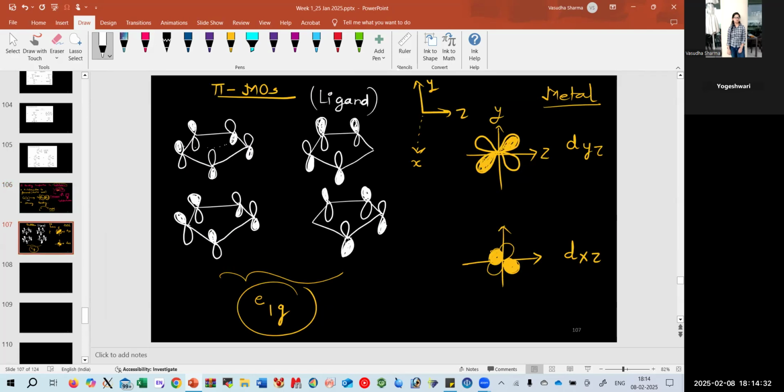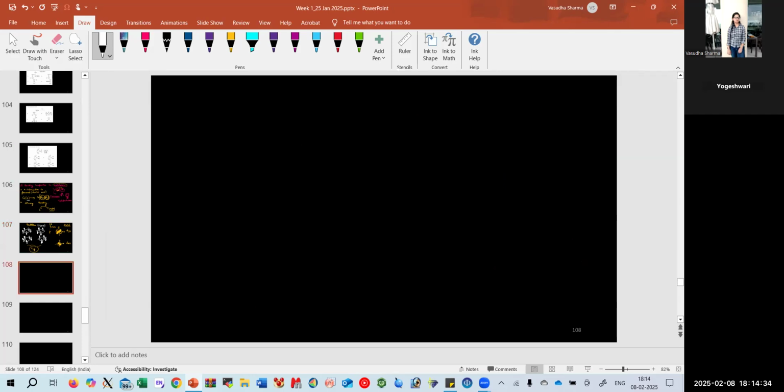Now moving to the next type of pi bonding, which it makes with the metal, because metal is not just having d orbitals, it is also having p orbitals, which can also make a pi bond. So if we have a ligand, now we have to bind it with the metal's p orbitals.